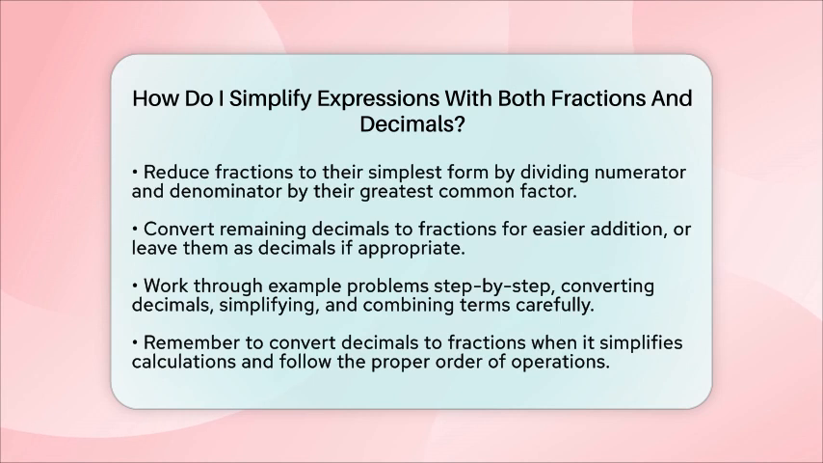To add these, convert 2 to a fraction with denominator 4, which is 8/4. Add 8/4 plus 1/4 to get 9/4, or 2.25. So the answer is 2.25. By following these steps, you can confidently handle expressions with both fractions and decimals.